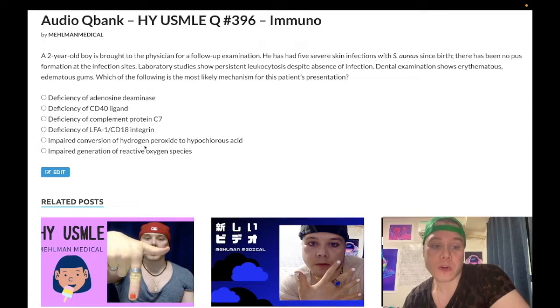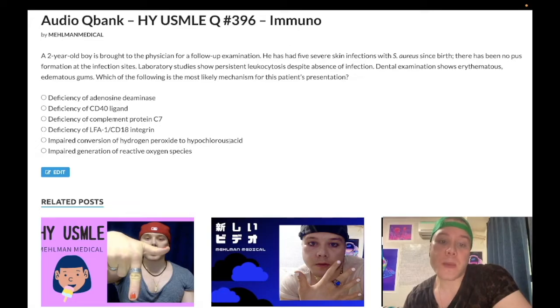Choice C, impaired conversion of hydrogen peroxide to hypochlorous acid. This refers to myeloperoxidase deficiency. Hypochlorous acid is bleach, okay? The question can also say deficiency of hydroxyl halide radicals. When we talk about the respiratory burst, it's the last enzyme in the pathway, okay? H2O2 goes to bleach or hypochlorous acid.